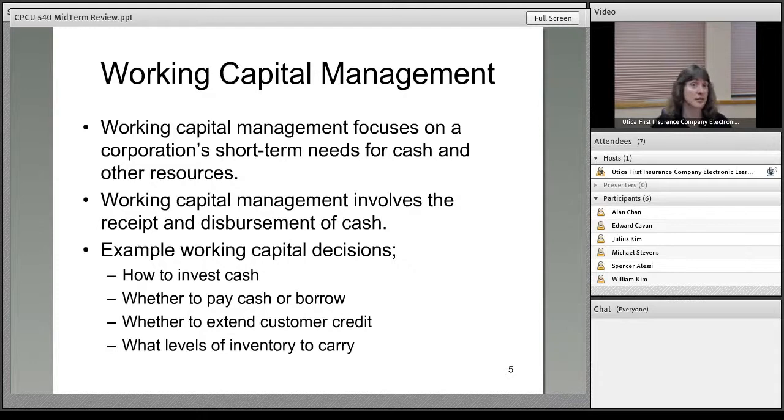And here are some examples of working capital decisions the finance department goes through. How do I invest my cash? Do I borrow or do I pay for something? Do I borrow money or do I pay cash? Do I extend customer credit? What levels of inventory should I carry? Those are the kinds of questions or capital decisions that are made by the finance department.